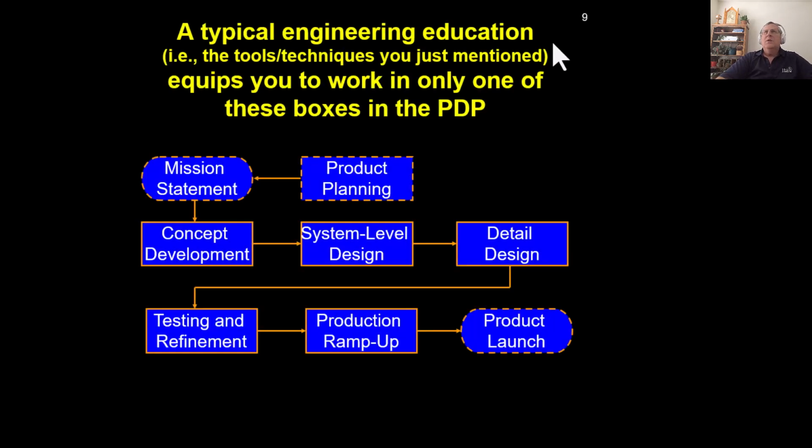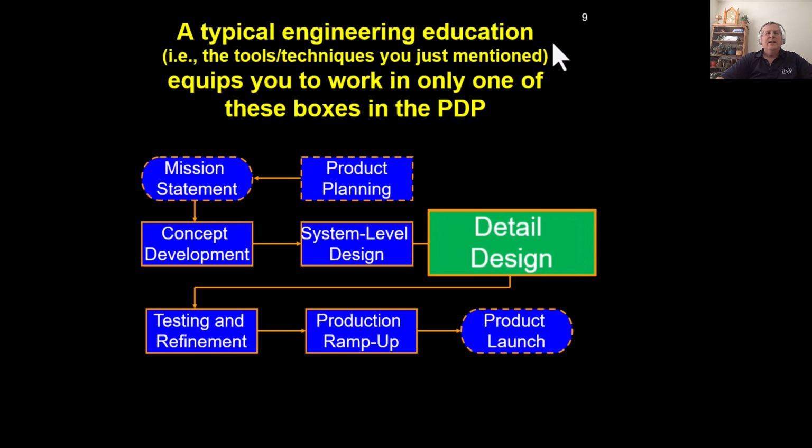So I would suggest to you that the typical engineering education, in other words, the tools and techniques that were just mentioned when asked what you learned and what you generally teach, equips you to work on only one box in a generic product development process. For simplicity, this is just showing a linear model of the major steps in developing and releasing a mass-produced product. And if you reflect and think about all those techniques I just mentioned, I would suggest that they really only qualify you to work in detailed design. They really don't teach you much about any of those other boxes.